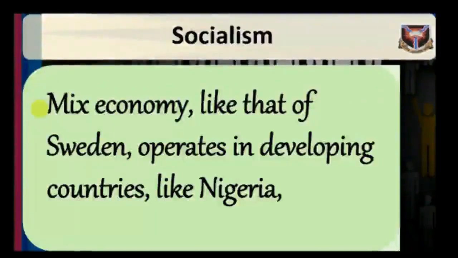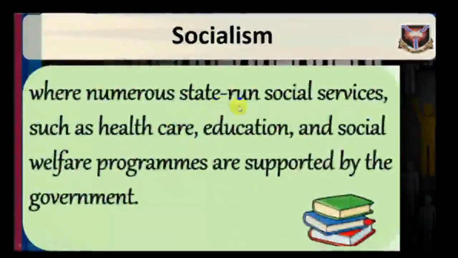Likewise, the state in Great Britain has historically owned the basic industries of the country, such as railroads, mines, and communication industries. Most other industrial entities are privately owned. A mixed economy, like that of Sweden, operates in developing countries like Nigeria, where numerous state-run social services such as healthcare, education, and social welfare programs are supported by the government. Other nations are more strongly socialist, though they are not immune from the penetrating influence of global capitalism.